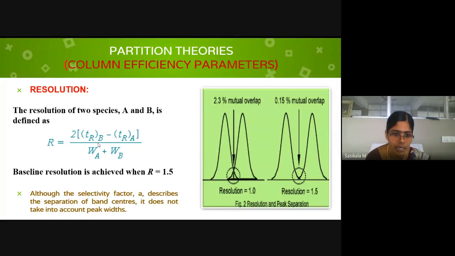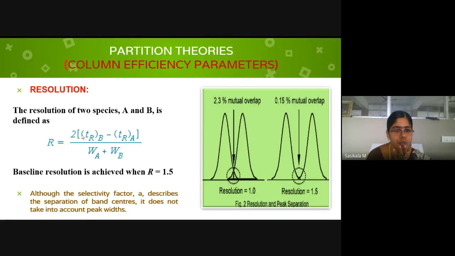It is calculated using retention time along with the peak widths of the two analytes. W represents peak width, tR represents retention time. And resolution is applicable for two species, to tell whether they are separated or not. It also tells whether baseline separation of two molecules is achieved. It is achieved better when the resolution value is 1.5, and it is denoted by the symbol R. Resolution represents R.